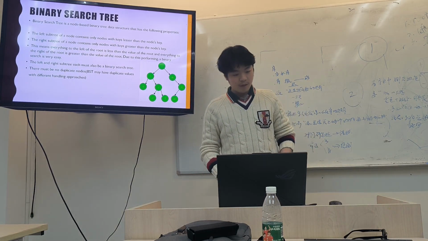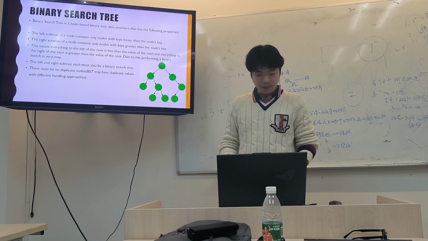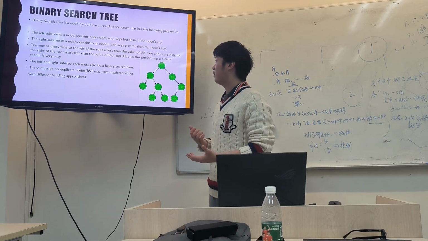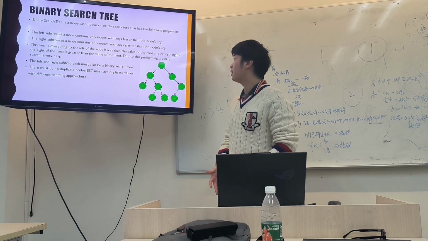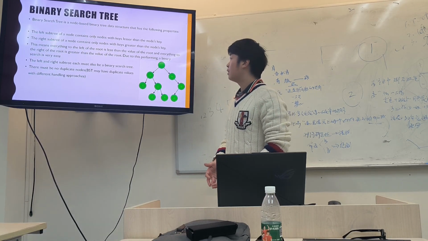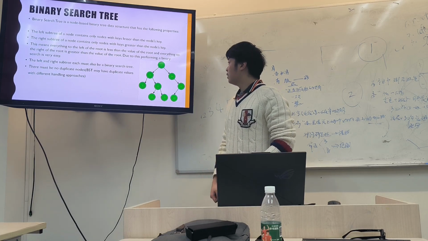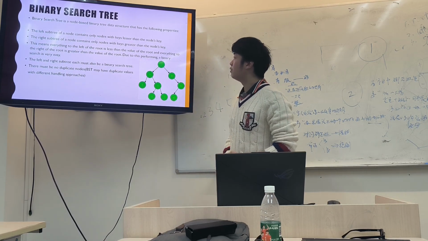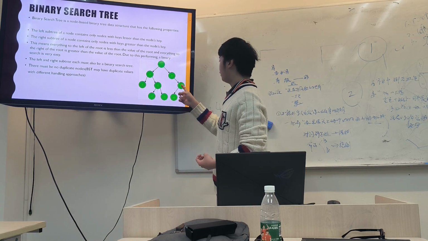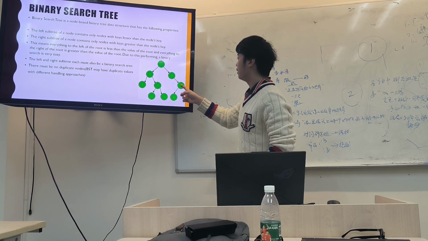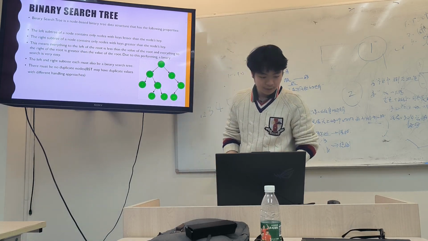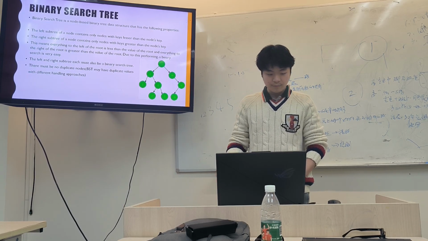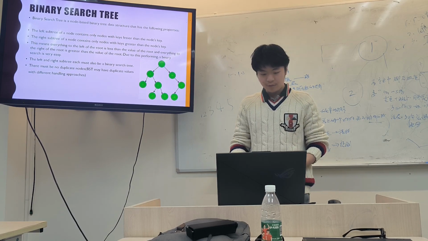So a binary search tree is a node-based binary tree data structure that has the following properties. First, the left subtree of a node contains only nodes with keys lesser than the node's key, and the right subtree of a node contains only nodes with keys greater than the node's key. For example, if you consider the node here, its child 14 is always greater than 10. This is the property of this tree. It means everything to the left of the root is less than the value of the root, and everything to the right of the root is greater than the value of the root.